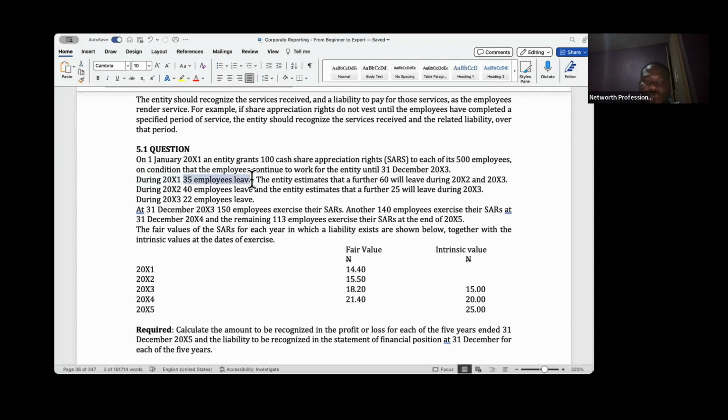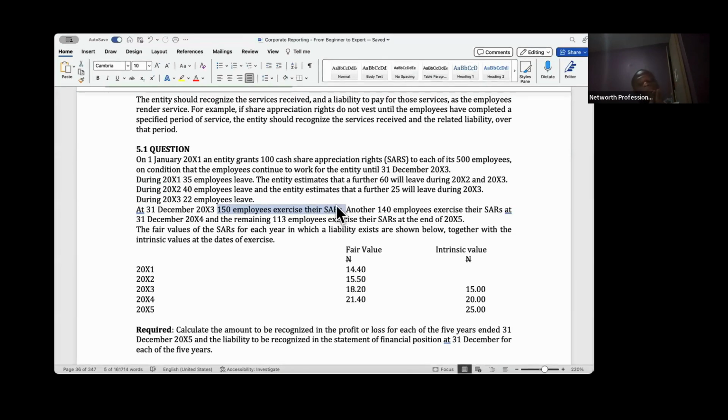They said during 2001, 35 employees leave. The entity estimates that a further 60 will leave during 2002 and 2003. Then during 2002, 40 employees leave, and the entity estimates that a further 25 will leave during 2003. And during 2003, 22 employees leave. And after that, at 31st December 2003, 152 employees exercised their share acquisition rights.